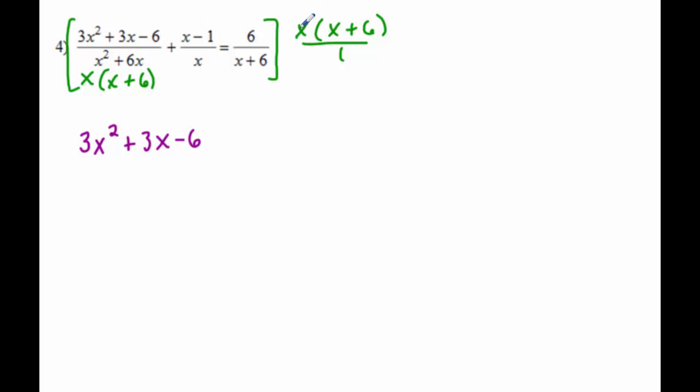The x's cancel on the next fraction, so I have to do x minus 1 times x plus 6, which means I have to FOIL, which I'll do in a little bit. And then the x plus 6's cancel out on the last fraction, so I have to do 6 times x. Now, I will admit this is kind of a doozy of a problem, but we're going to see it through. We have to FOIL.